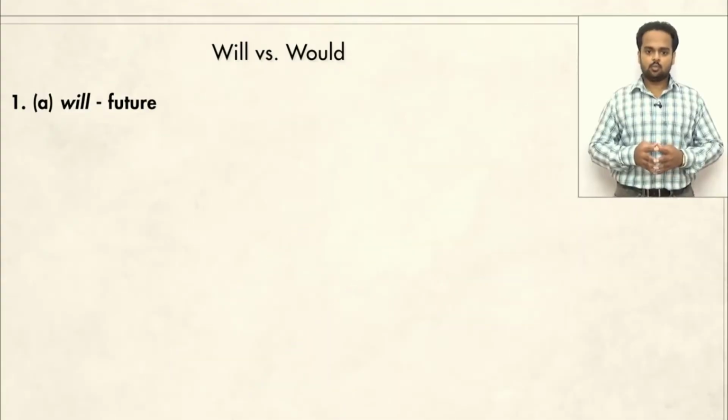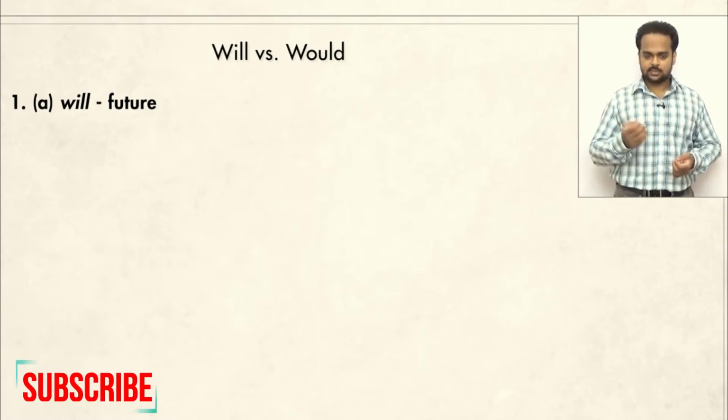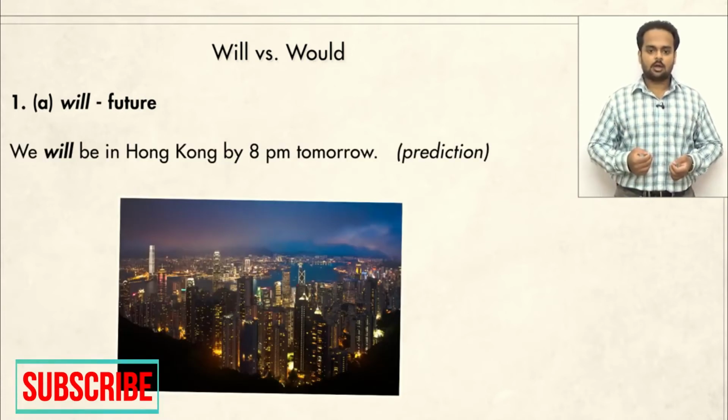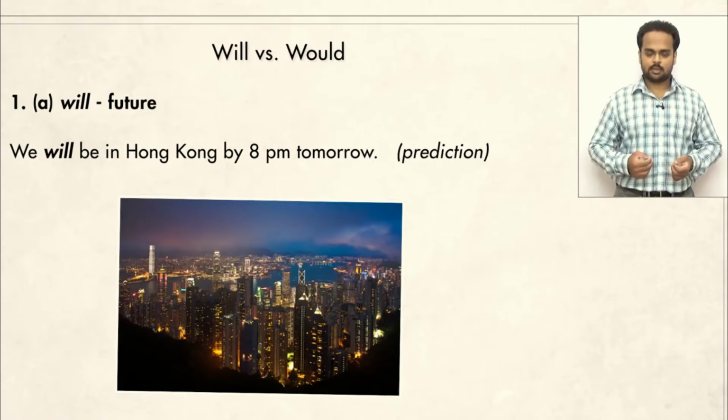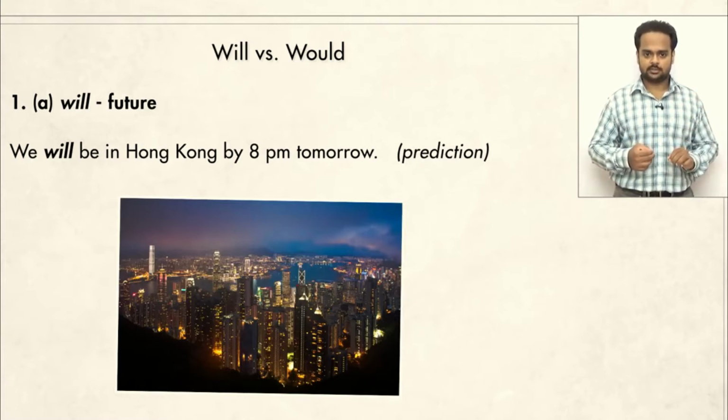Alright, there are three main differences between will and would. Let's start with the most basic use of the two verbs. We use the verb will to talk about the future. One very common use is to make a prediction or say what we expect to happen in the future. Take this sentence. We will be in Hong Kong by 8 p.m. tomorrow. That means we are traveling to Hong Kong, and I expect that if our flight is on time, we will be there by 8 o'clock tomorrow night.